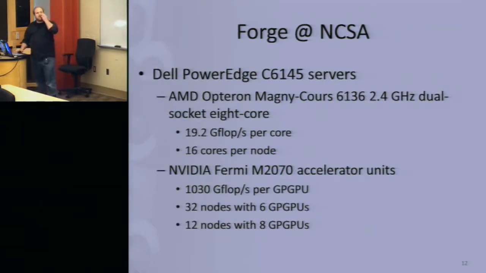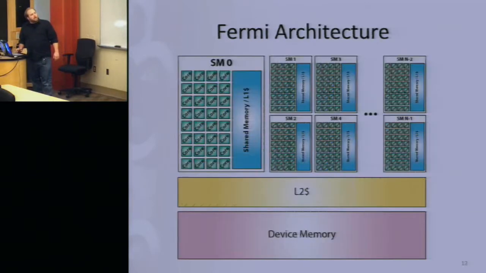Okay, so we're going to make some runs. We ran some experiments on Forge. I'll just show you a few of these. The takeaway point here is it has 16 x86 based cores per node and 6 accelerator units that are based on Fermi per node. There are actually some nodes now that have 8, but when I ran these, it was 6 per node. So that's the high level.